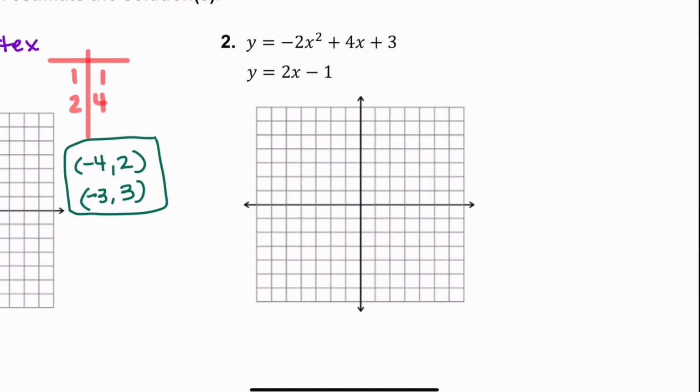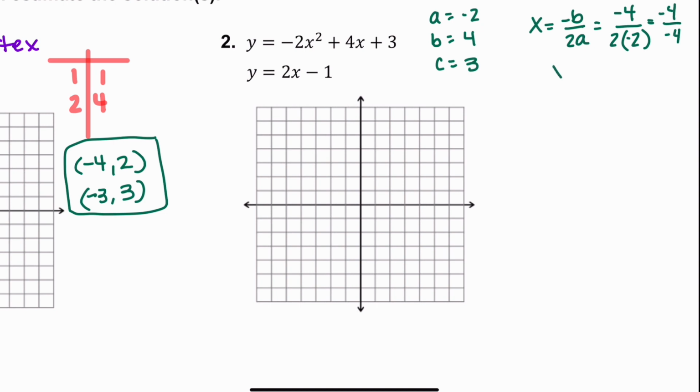Now looking at number 2, we have this first one. It is in standard form because there is an x squared and an x. So first we're going to write down our a, b, and c. A is -2, b is 4, and c is 3. We're going to use the equation x equals -b divided by 2a to get our axis of symmetry. B is 4, so we have -b, which is -4, divided by 2 times our a, which is -2. This gives us -4 divided by -4, so the axis of symmetry is going to be at x equals 1.